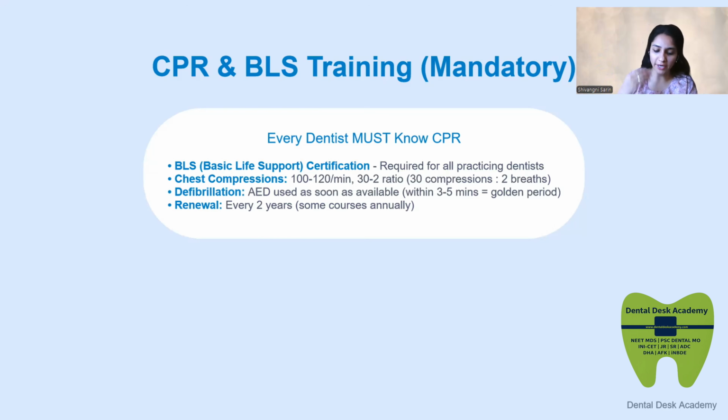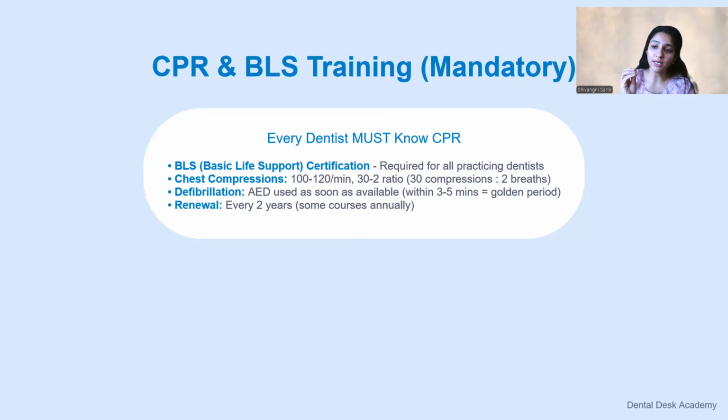Compression, as I told you, for adults it will be 15 compressions to breaths. If you can do 100 to 120 compressions per minute, nothing like it. Minimum 80 to 100 need to be done, 15 to 2, 30 to 2, depending on the situation. And as I said, the golden period is generally 5 minutes. CPR success is always related to the time.